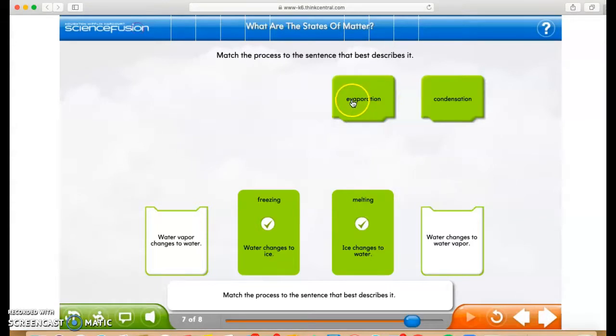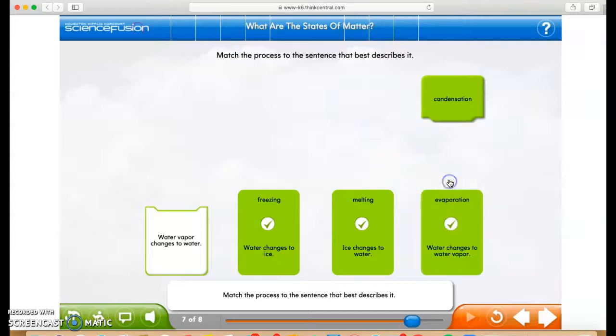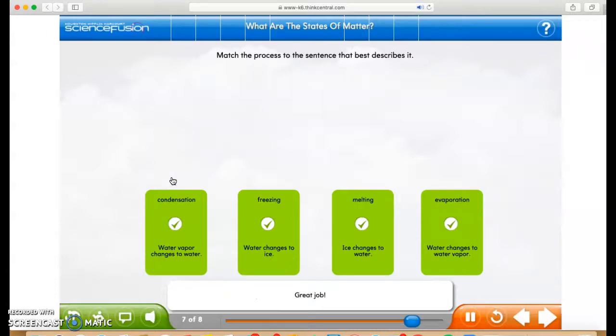Evaporation. Oh, remember that word vapor inside evaporation? So that means it's turning into a water vapor. It's turning into a gas. Look right there. Water changes to water vapor. Evaporation. And by the process of elimination, we can tell that this one is condensation. And it is correct. Water vapor changing into water. Gas to water. Great job! You matched the process with its description.